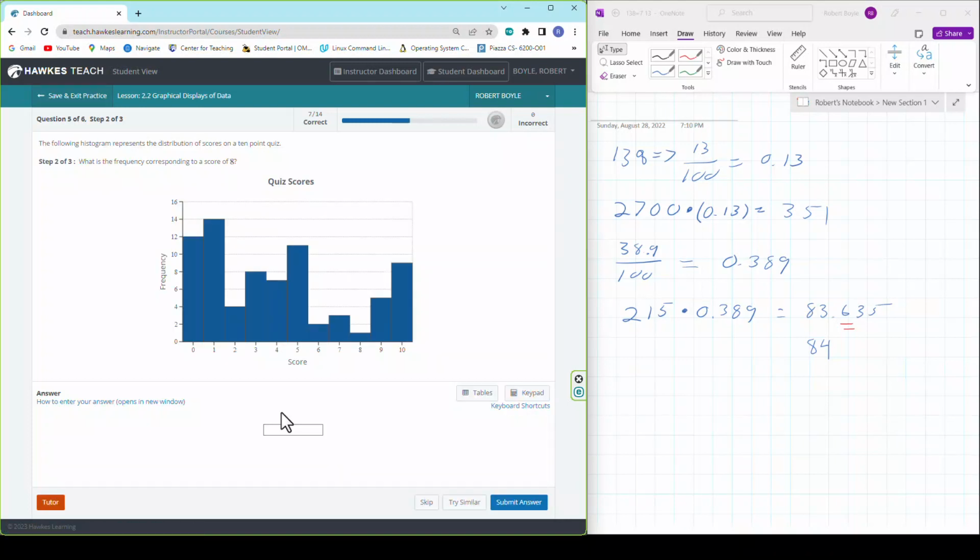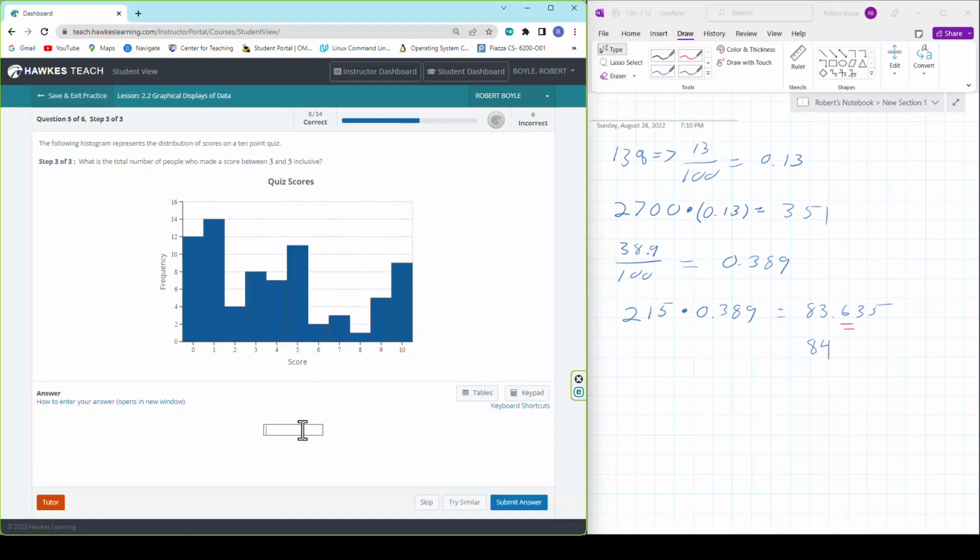Okay, next one. What is the frequency corresponding to a score of 8? So you want to go down to the score of 8. There it is. And look how high the bar is. The bar's height is basically equal to 1. That will be our answer. The answer will be 1.